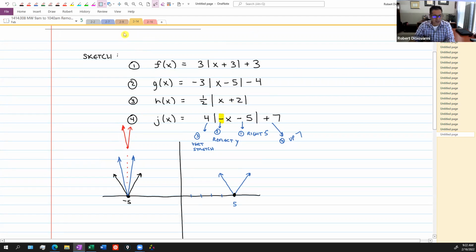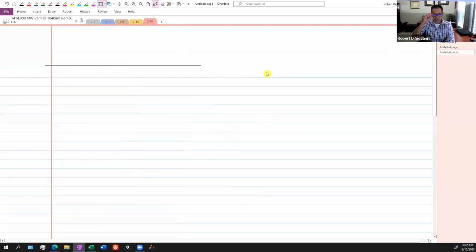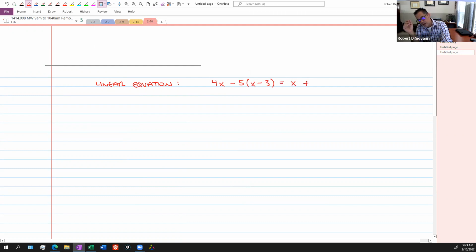Okay, let's talk about completing the square. So this is actually pretty cool what I'm about to do. This is the whole idea. If you have a linear equation, let's say we have something like 4x minus 5 times x minus 3 equals, let's say, x plus 3. That's a linear equation, right? It's an equation that has x's in it. The highest power we see on x is 1.